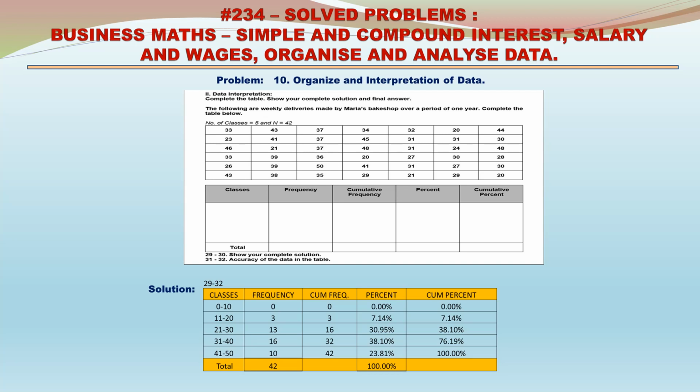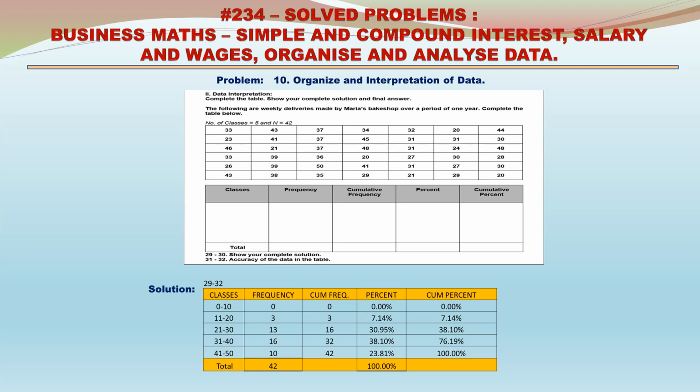The data consist of 33, 23, 46, 33, 26, 43, 43, 41, 21, 39, 39, 38, 37, 37, 37, 36, 50, 35, 34, 45, 48, 20, 41, 29, 32, 31, 31, 27, 31, 21, 20, 31, 24, 30, 27, 29, 44, 30, 48, 28, 30, 20. The table has columns: classes, frequency, cumulative frequency, percentage, cumulative percentage, and total. Show your complete solution, accuracy of data in the table.